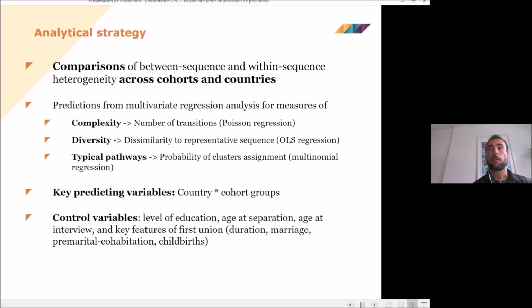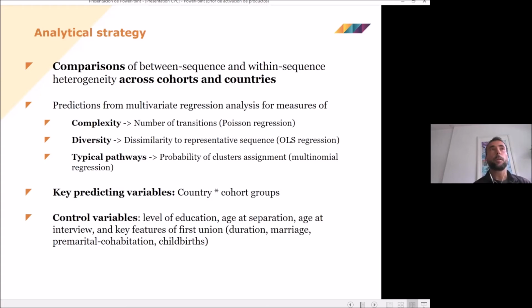All right, so the empirical analysis. Here we use the sequence data that we have derived from the harmonized histories, and regression analysis. We will make predictions for measures of complexity and diversity that I will introduce in a second, and also for the distributions across pathways. The key predicting variables are interactions of country and period of separation. So differences in country-period coefficients will be used as evidence for change.